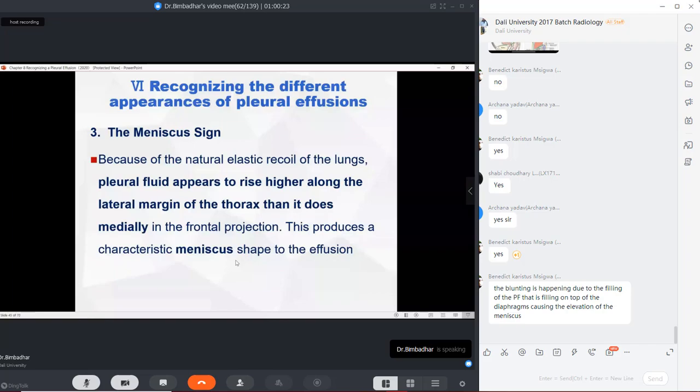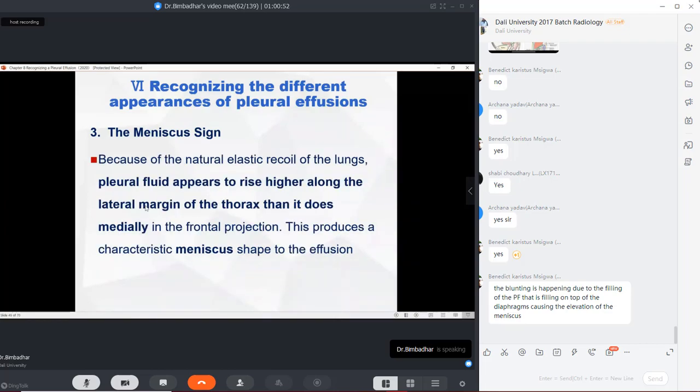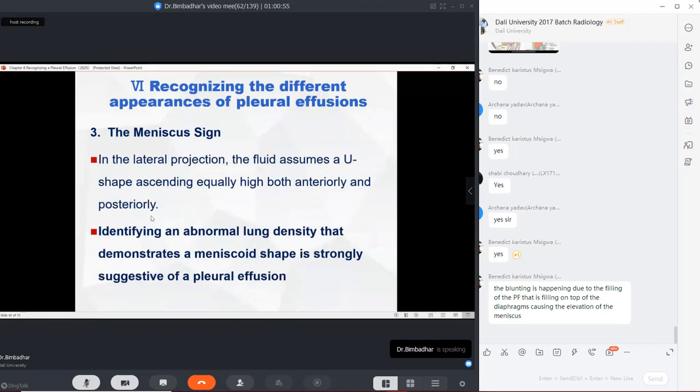Now, in lateral projections, it assumes a U shape. That's also what we have seen in the picture, right? And it is equally high both anteriorly and posteriorly. Unless there is a large pleural effusion, the anterior and posterior levels lie on the same level. On the frontal radiograph, the lateral position is higher than the medial. But in the lateral projection, you can see that the anterior and posterior levels are at the same level. So that is the behavior of a meniscus.